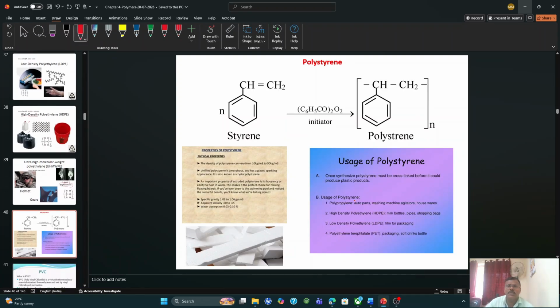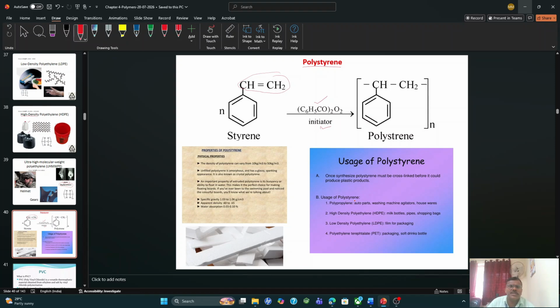Next one is polystyrene, or vinyl benzene. This group is called the vinyl group. This is benzene, isn't it? Or styrene. You need a catalyst, benzoyl peroxide, and an initiator, along with solvent and temperature. When you heat that, the double bond converts into a single bond, and that is polystyrene.